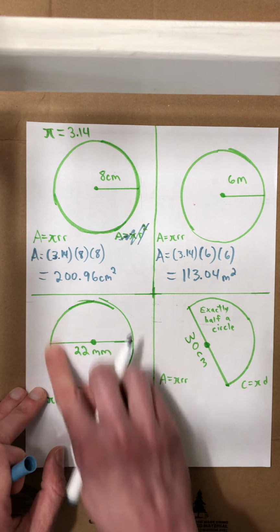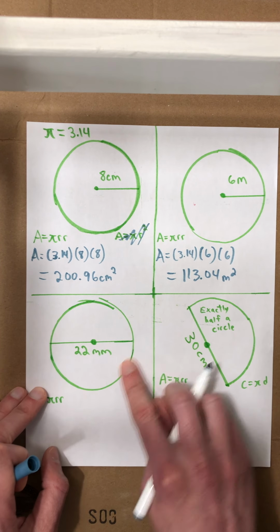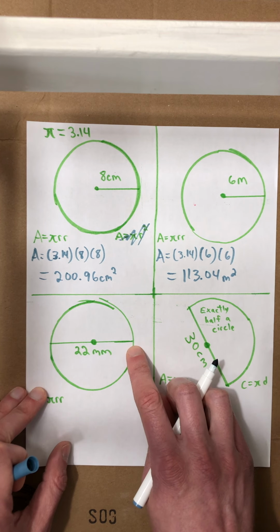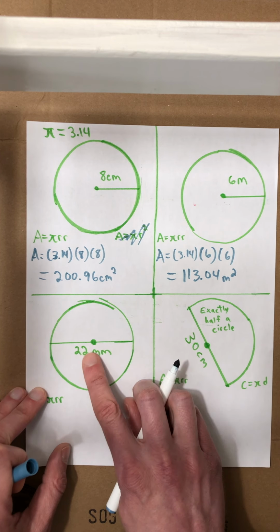Here I've got a bit of a conundrum. I don't have a radius to work with. Luckily, I can figure one out. This is a diameter, and since diameter is basically 2 radiuses, I can divide this in half.